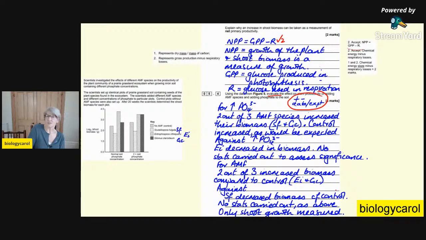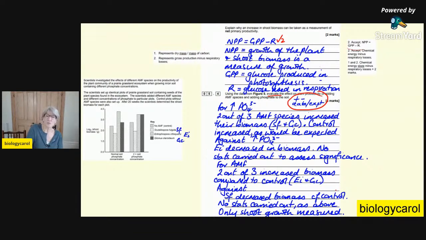The reasons against the increased phosphate increasing productivity is because this one here, now which one was it? This one here, EI, Entrophospora infrequens, decreased in biomass. That's against this argument. And also, just because I look at these enough, it was patently clear to me that you could not tell whether these increases and decreases were significant because no statistical tests have been carried out. Major issue.